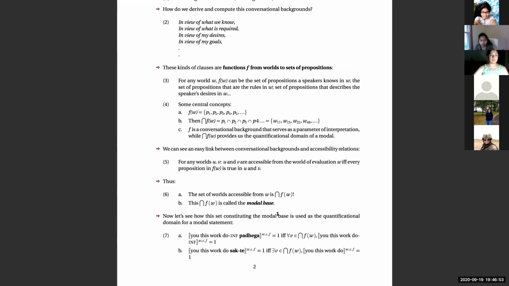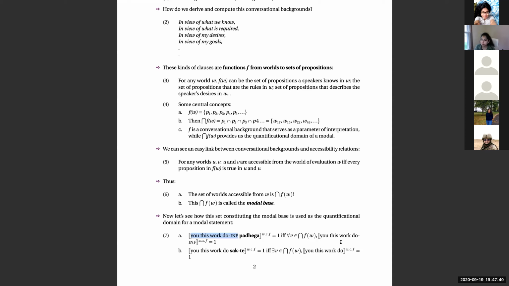Okay. So now let's see how this set constituting the modal base is used as a quantificational domain for a statement. Remember, we have not talked about force so far on this page. We just talked about how to get to a flavor of the modal base. Now you quantify over this, so that's how you get the force. For example, if I want to say, "Tumhe ye kaam karna padega," that statement is true if and only if, for all worlds in the modal base, the proposition in the scope of the modal is true. So for all worlds in the modal base, you do the work.